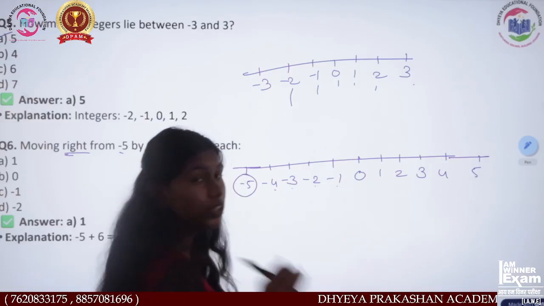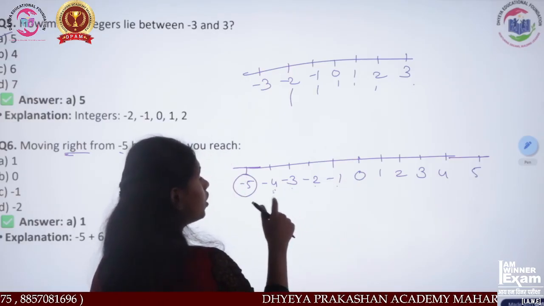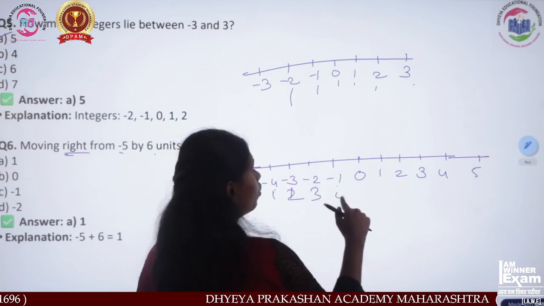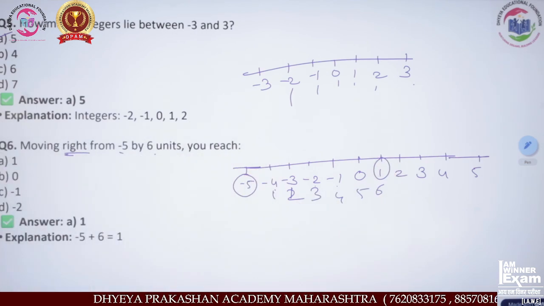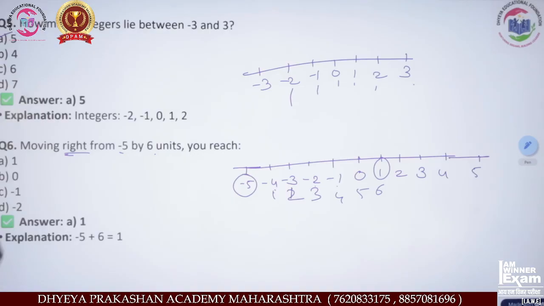We have to move 6 units. So first, second, third, fourth, fifth and sixth. So which number will we get? That is 1. So where is 1? Here. Okay. Then next.